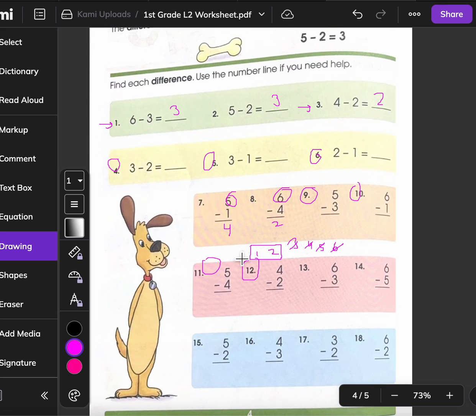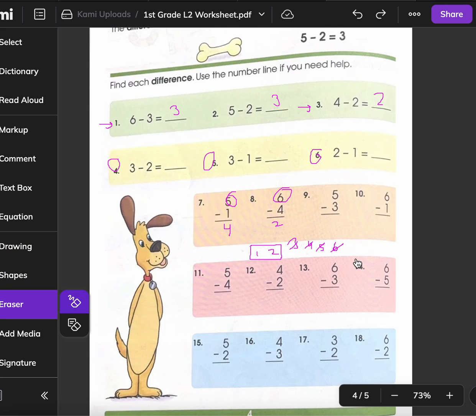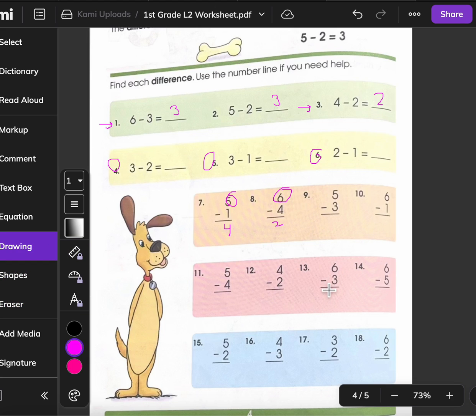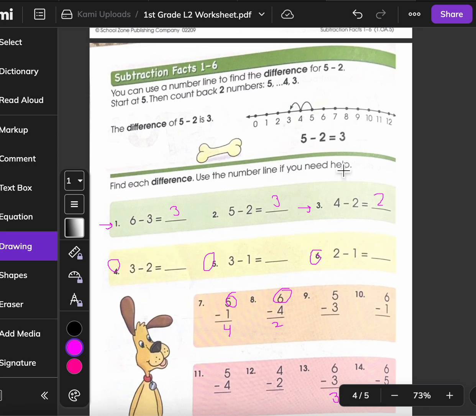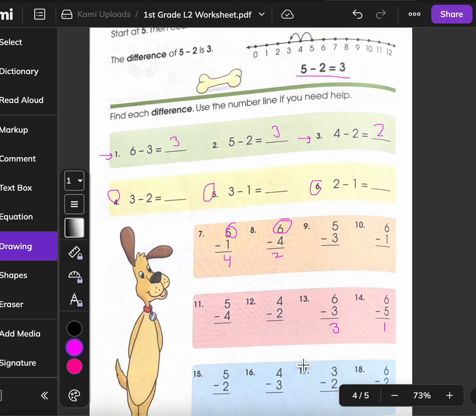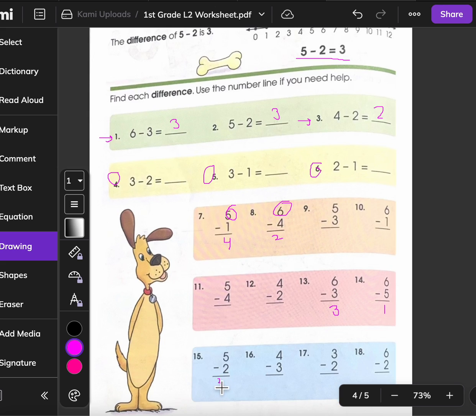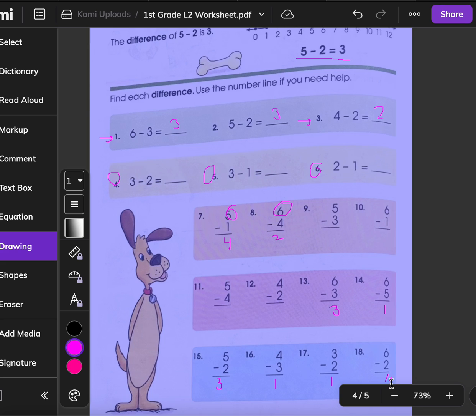And I'm going to go through the rest with you. So if we follow the rule that I just showed you, it becomes easier to do it in our head. So then we can simply do it in our head. So 6 minus 3, subtract 3 from 6, so you get 3. 6 minus 5, subtract 5 from 6, so you're left only with 1. 5 minus 2, they gave us the answer here, but regardless, when we take away 2 from 5, we get 3. 4 minus 3, we are left with 1. 3 minus 2, we are left with 1. And 6 minus 2, we are left with 4.